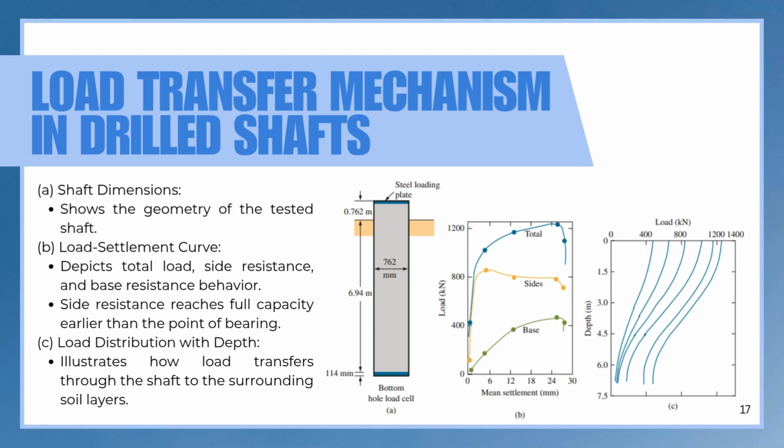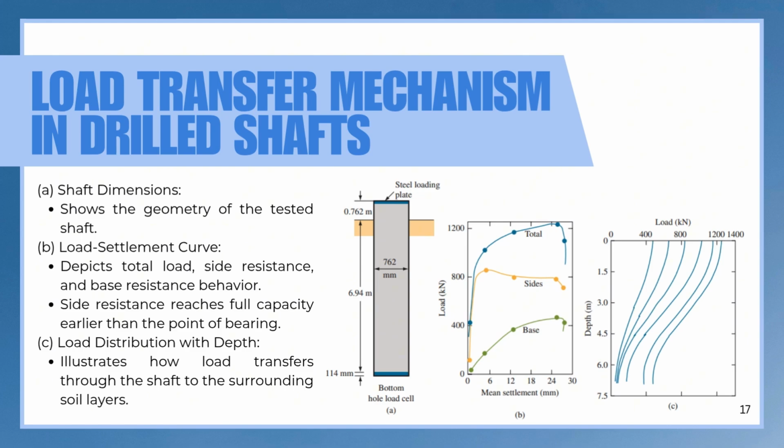The next is the load settlement curve. This graph shows the relationship between the applied load and the resulting settlement of the shaft. It also separates the contribution of total load, side resistance, and base resistance. From the graph, we can observe that side resistance develops earlier, meaning it reaches its capacity before the base resistance becomes fully effective.